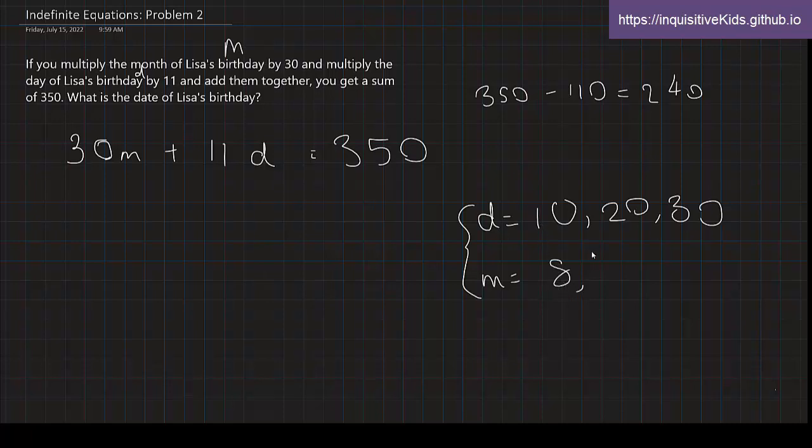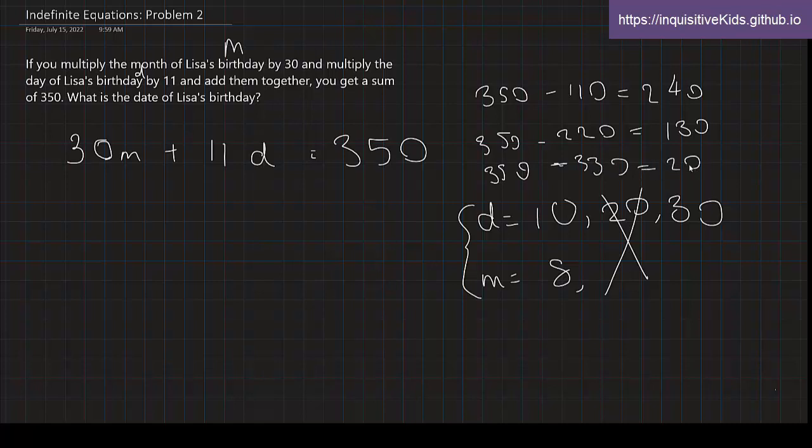Now let's try 20. 20 times 11 is equal to 220. 350 minus 220 is equal to 130. Is 130 a multiple of 30? No, so let's cross that out. What about 30? 350 minus 330 gives us 20, and 20 is less than 30, so it cannot be a multiple of 30. So 30 and 20 do not work out.